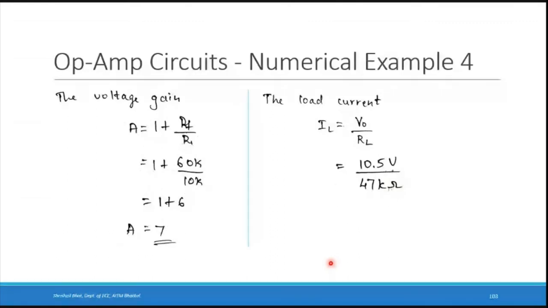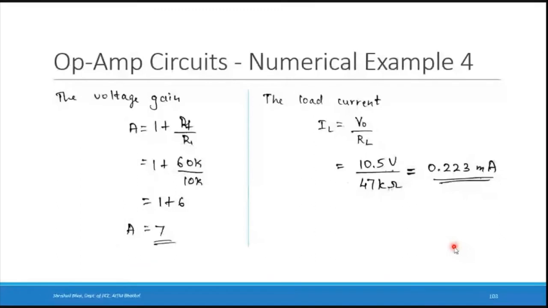223.4. It's actually 223.4 microamps. So in terms of milliamps, it is 0.2234, right? 0.223 milliamps. So that's the answer.